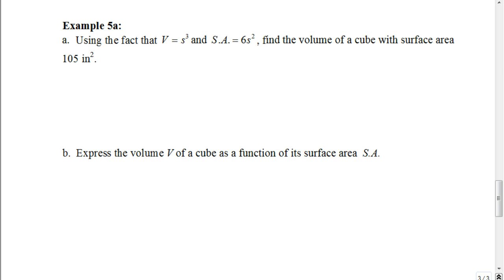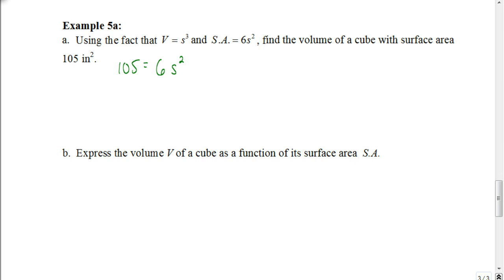We want to use that information to find the volume of a cube with a surface area of 105 square inches. So what I'm going to do is start by using this formula, because my goal is to figure out the volume. But in order to find the volume, I need to know my length s, or my edge length. So I'm going to start out with the 105 and say that's equal to 6 times s squared.